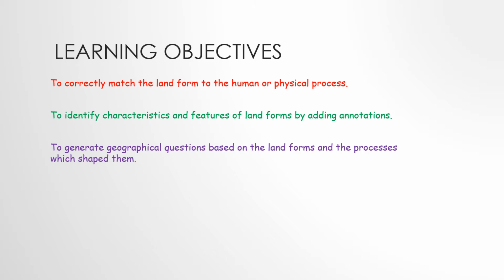So red group, to correctly match the landform to the human or physical process. Green group, to identify characteristics and features of landforms by adding annotations. Remember, annotations are just notes around a picture. And purple group, to generate geographical questions based on the landforms and the processes which shape them.